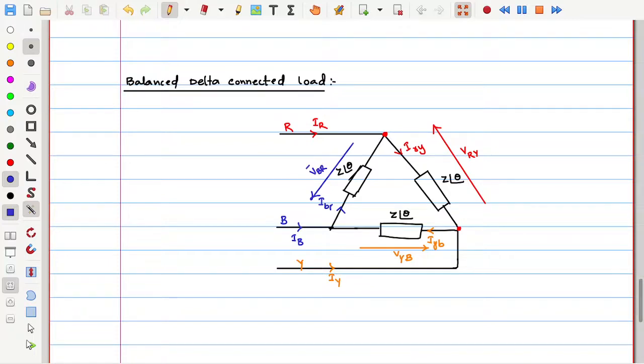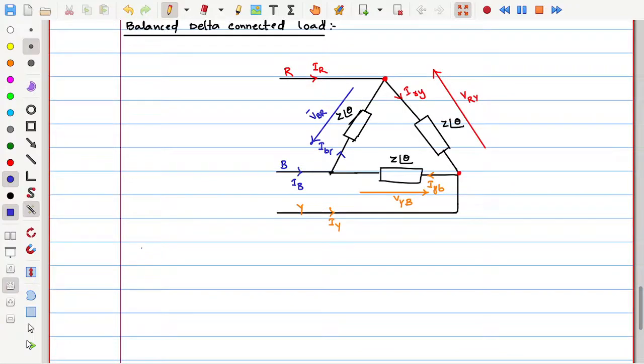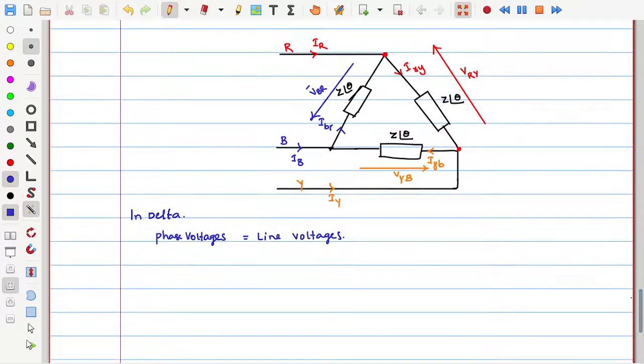So let me write that. The phase voltages of the system are equal to line voltages. So this is not an assumption. In delta, phase voltages are equal to line voltages.